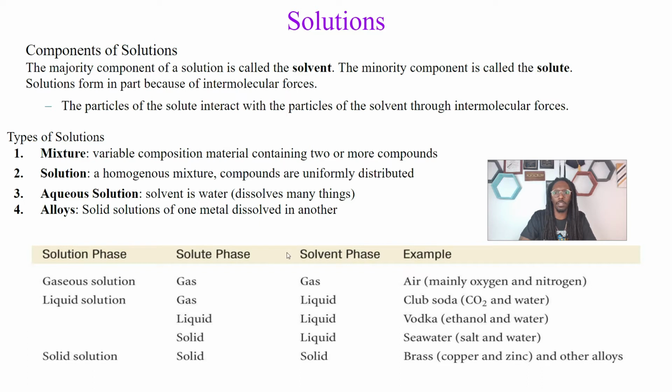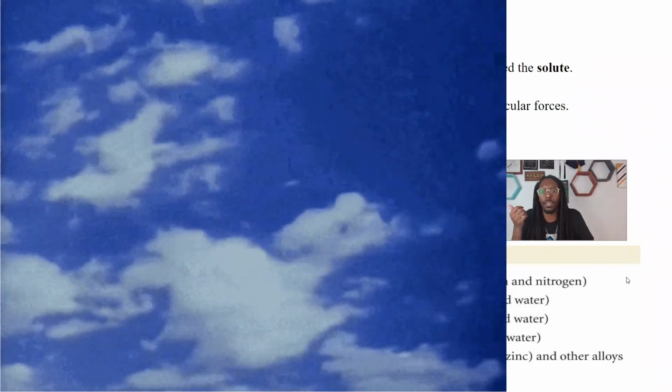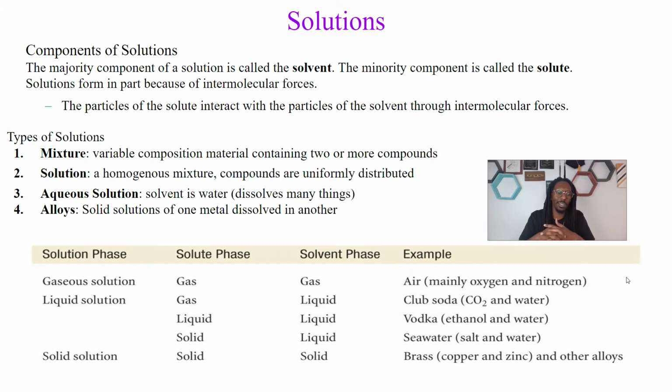Now let's look down here at some examples, like gas solutions. There are gas solutions where your solute and your solvent are in the gas phase. A good example of a gas solution is air. The air is comprised of oxygen, nitrogen, and some other stuff. So that's a good example of a solution.